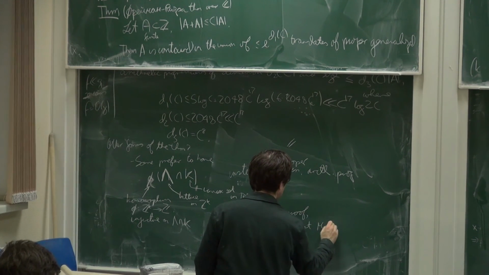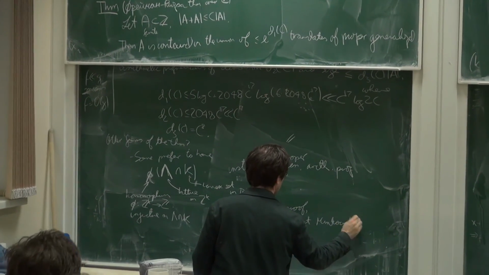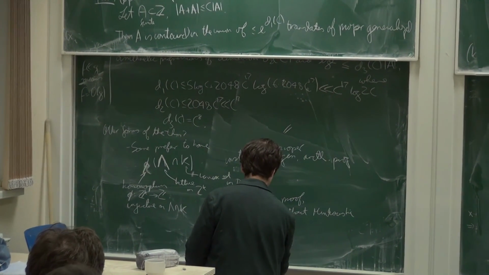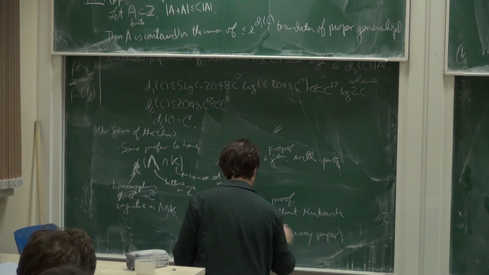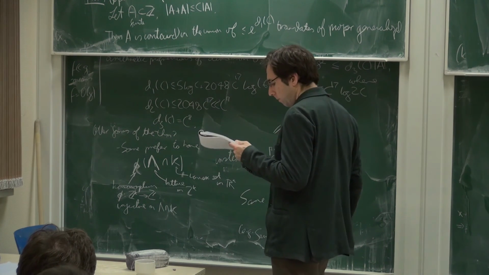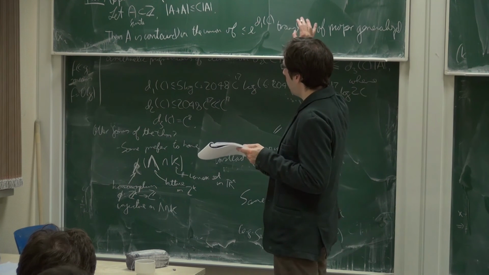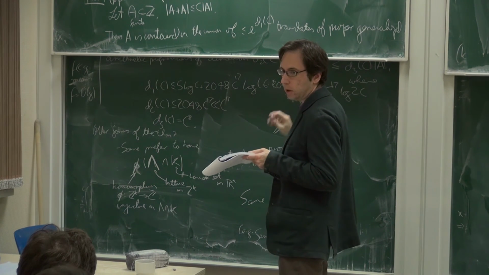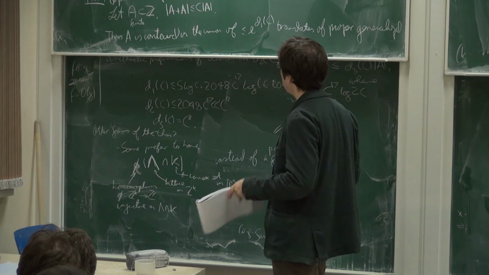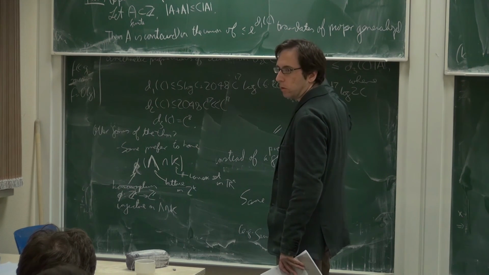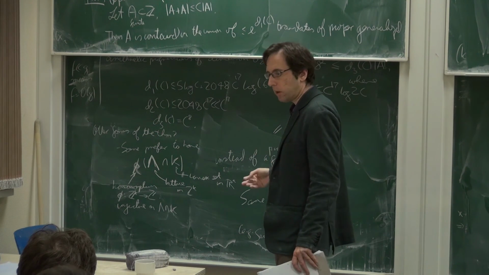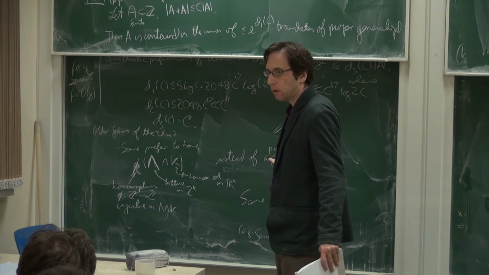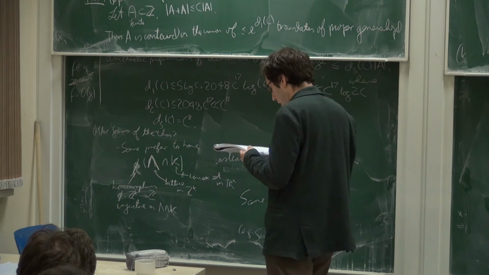So this is what you will find, for example, in Sanders' survey paper, his latest paper on the subject from last year. Then there's the other, more classical form of the Freiman-Ruzsa theorem. Some people don't like to say that A is contained in the union of so many translates of a proper arithmetic progression. They prefer to say A is contained in an arithmetic progression. Period.